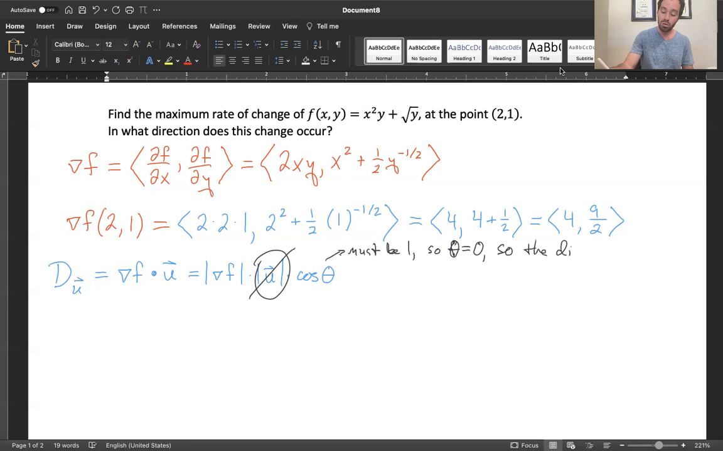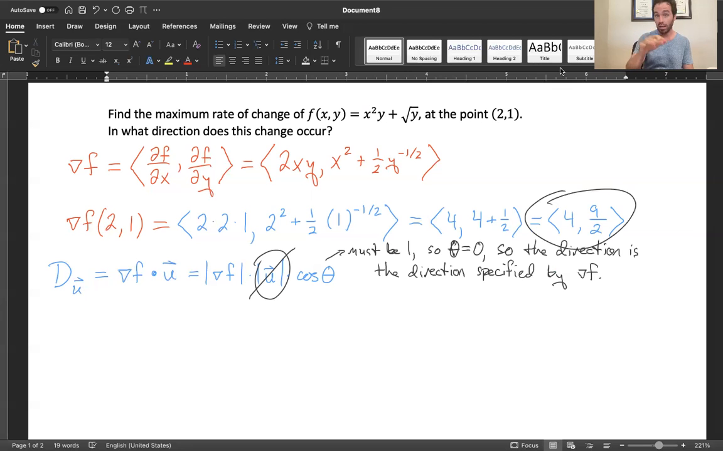So the direction is the direction specified by gradient of f. The reason this is true is that that cosine term is the only thing that causes this quantity to change. Remember that gradient of f is fixed. As soon as we pick a point, gradient of f can't change. So the magnitude of that vector can't change.